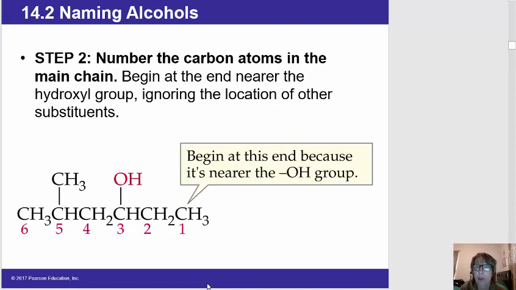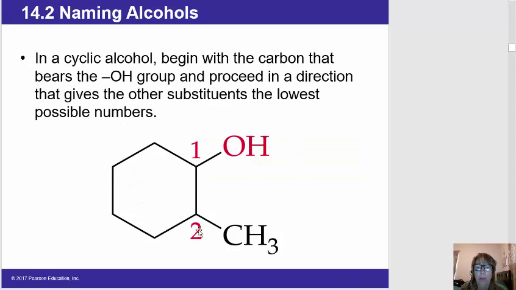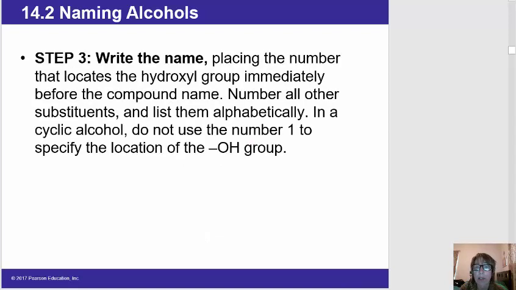Right, after we identify the longest chain that has the hydroxyl group, we give the carbons index numbers so that the hydroxyl carbon has the lowest possible number. Now if you can give the carbon the same number no matter which direction you go, then go in the direction that gives the branches the lowest possible number. Okay, and then for an alcohol and a cycloalkane, number the substituents so that they're the smallest possible number, remembering that the 1 is always where the hydroxyl is.